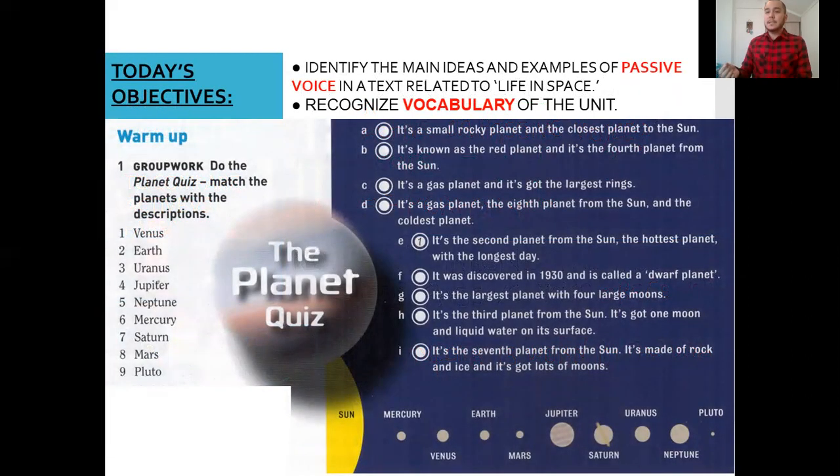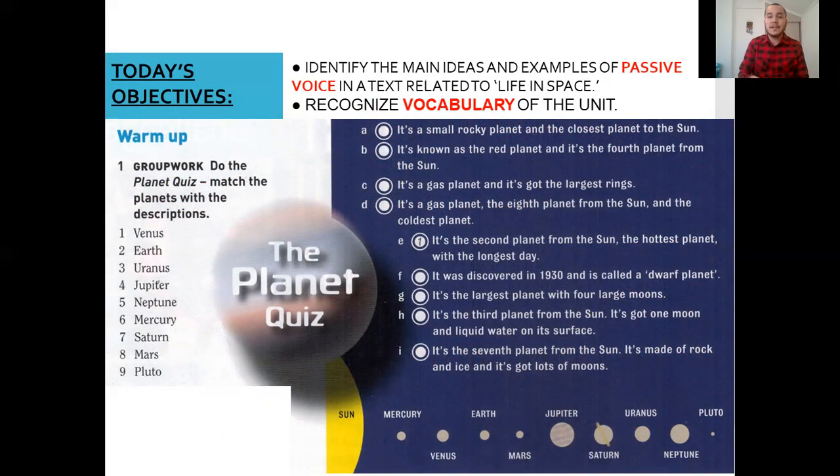But for that, we need to do the typical activities that we do at school. Look at the objectives for today's session, the beginning of this unit. We are going to identify the main ideas and examples of passive voice in a text related to life in space, which is the topic for today. And we are going to start with this one. Recognize vocabulary of the unit. What's the vocabulary? Exercise number 1. You are going to do the planet quiz.